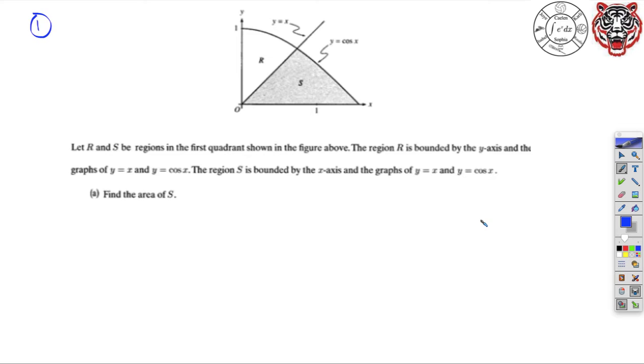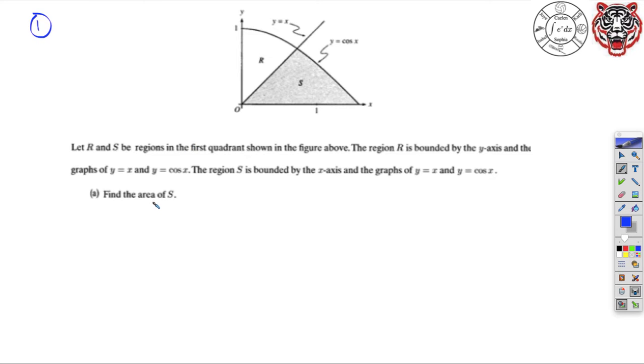All right, let's take the time to look at number 1 together. So this is from the homework. We're looking to find the area of S. This is the area under both of these curves. We have one curve and the other. So we know that cosine of x is this curvy one, and then y equals x. Obviously, that's our straight line, our linear function.